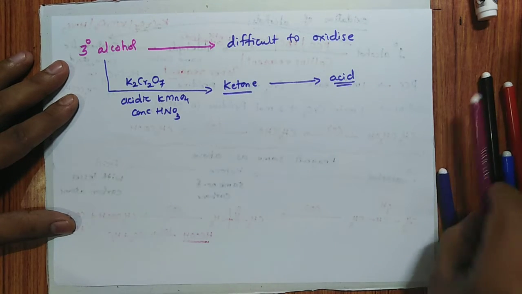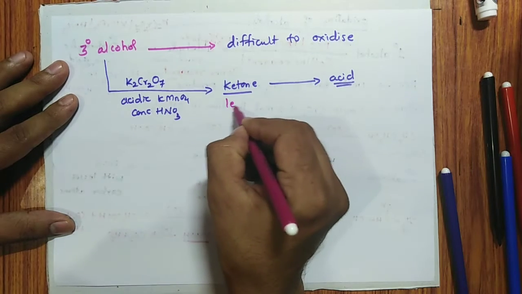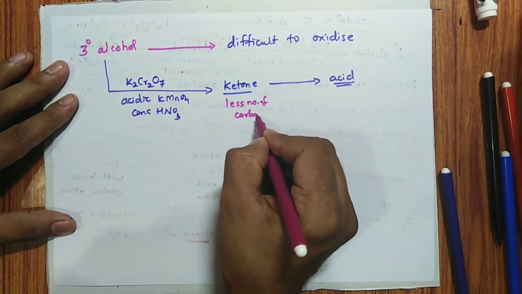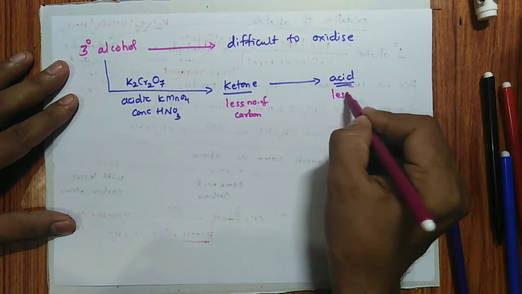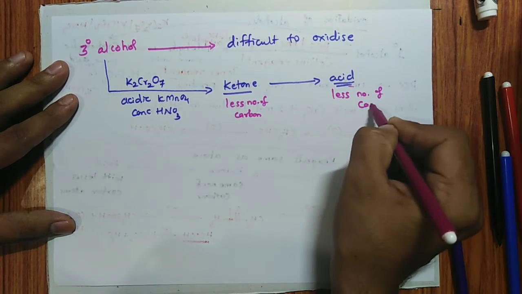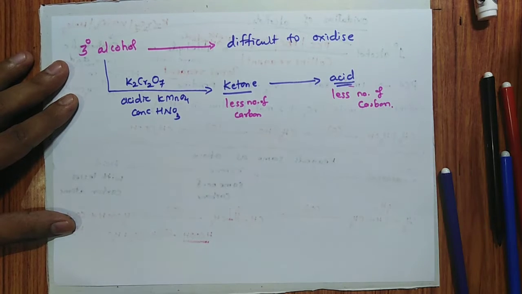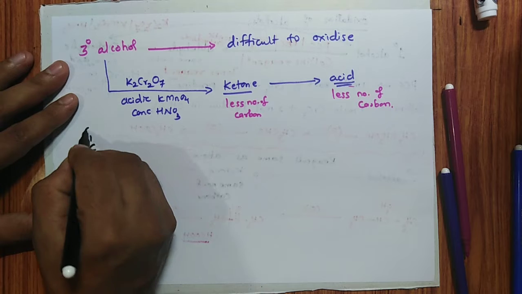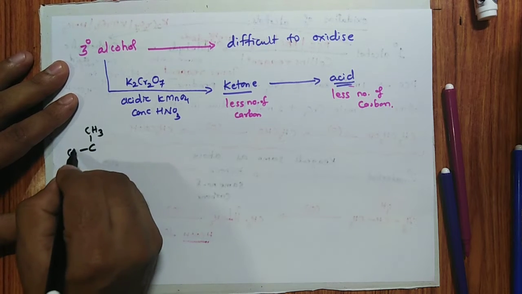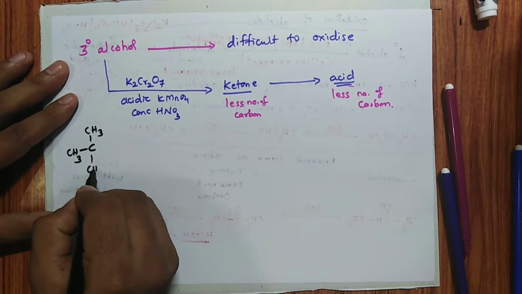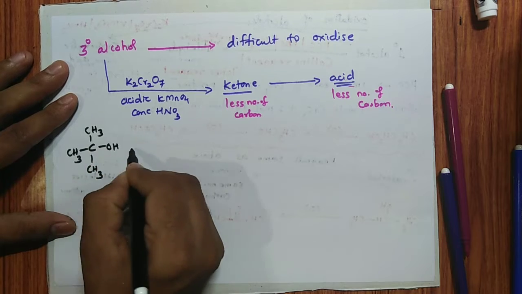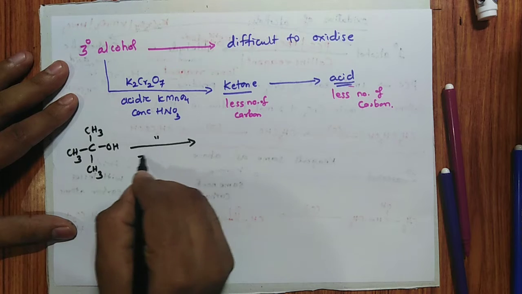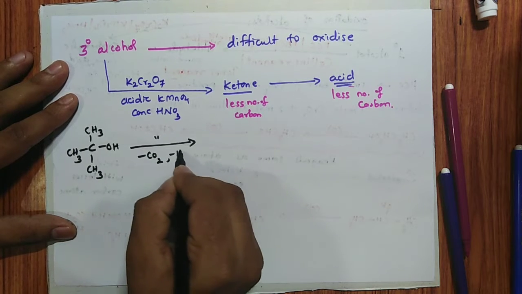But an important point to be remembered is that the ketone has a lesser number of carbon atoms, descending in series. The acid also has a lesser number of carbon atoms. Now we will see one example. So tertiary we will consider. Tertiary butyl alcohol, when it undergoes oxidation in presence of all these reagents, first minus CO2 minus H2O.